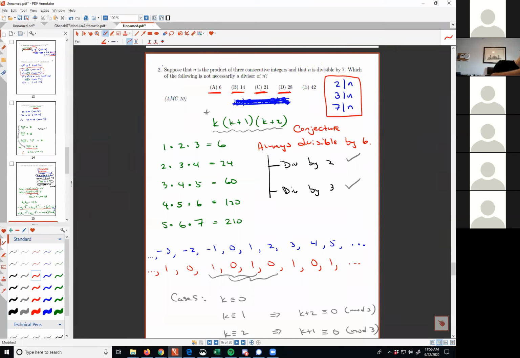Is it necessarily a multiple of 28? A multiple of 2 and a multiple of 7 is necessarily a multiple of 14. But is it necessarily a multiple of 28? No. We do not know that it is a multiple of 4. We know that it is a multiple of 1 power of 2, but not 2 powers of 2. That's going to be our answer. And we do know that it's a multiple of 42 because the least common multiple of 2, 3, and 7 is 42.